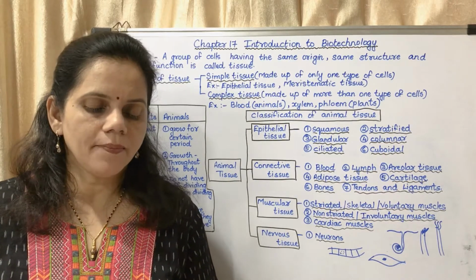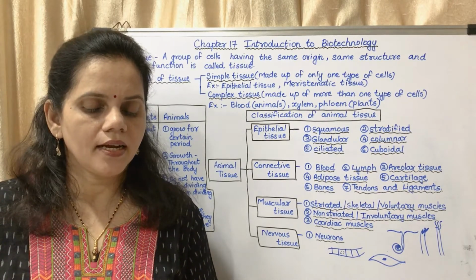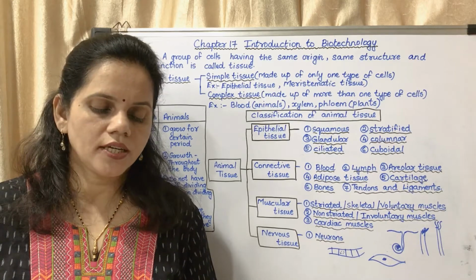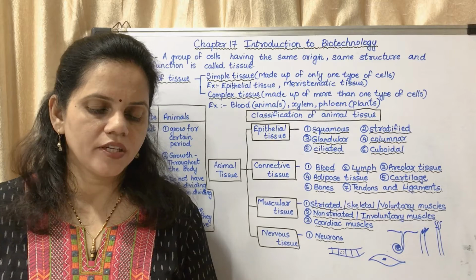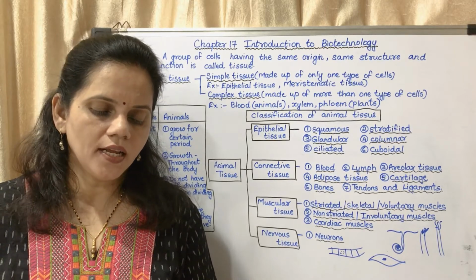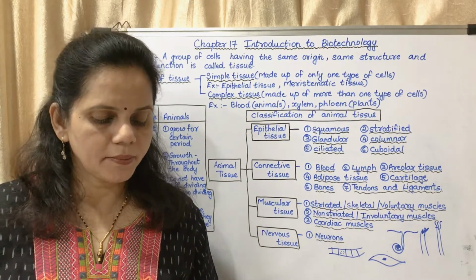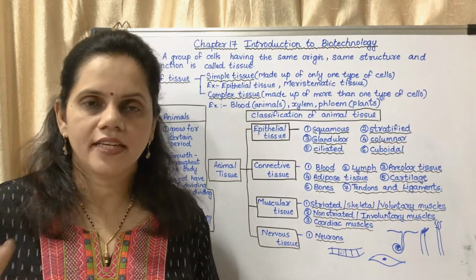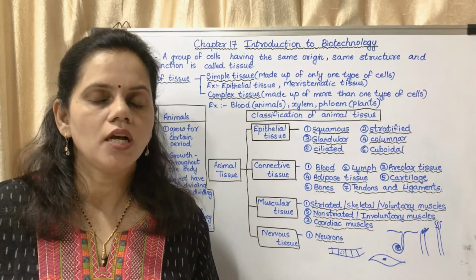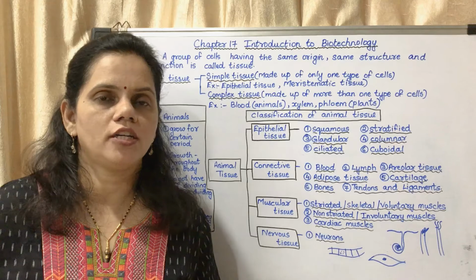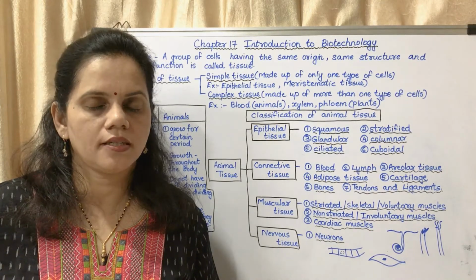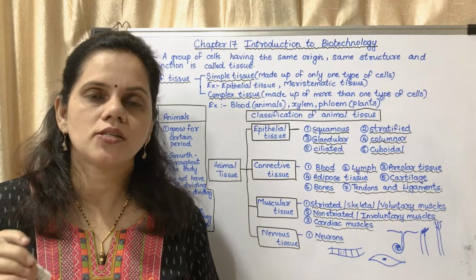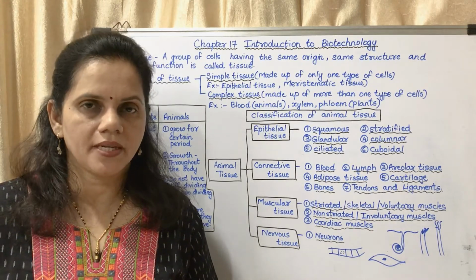Towards the right, you may see dark and light bands are absent. They are not attached to bones. Now towards the left, they move as per our will, hence they are called voluntary muscles. Towards the right, we cannot move it according to our will, so they are called involuntary muscles. On the top of the page, you may write this question: differentiate between striated and non-striated muscles.